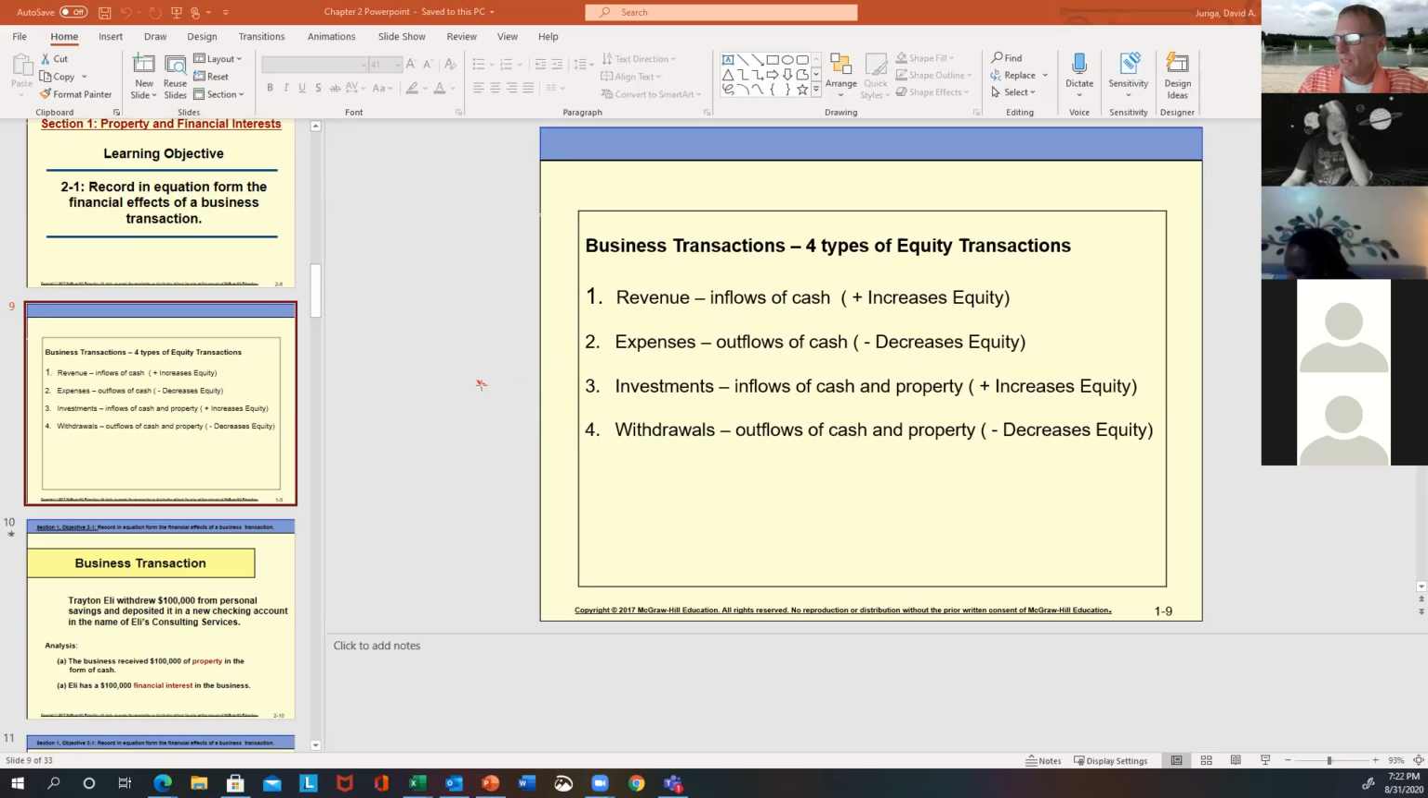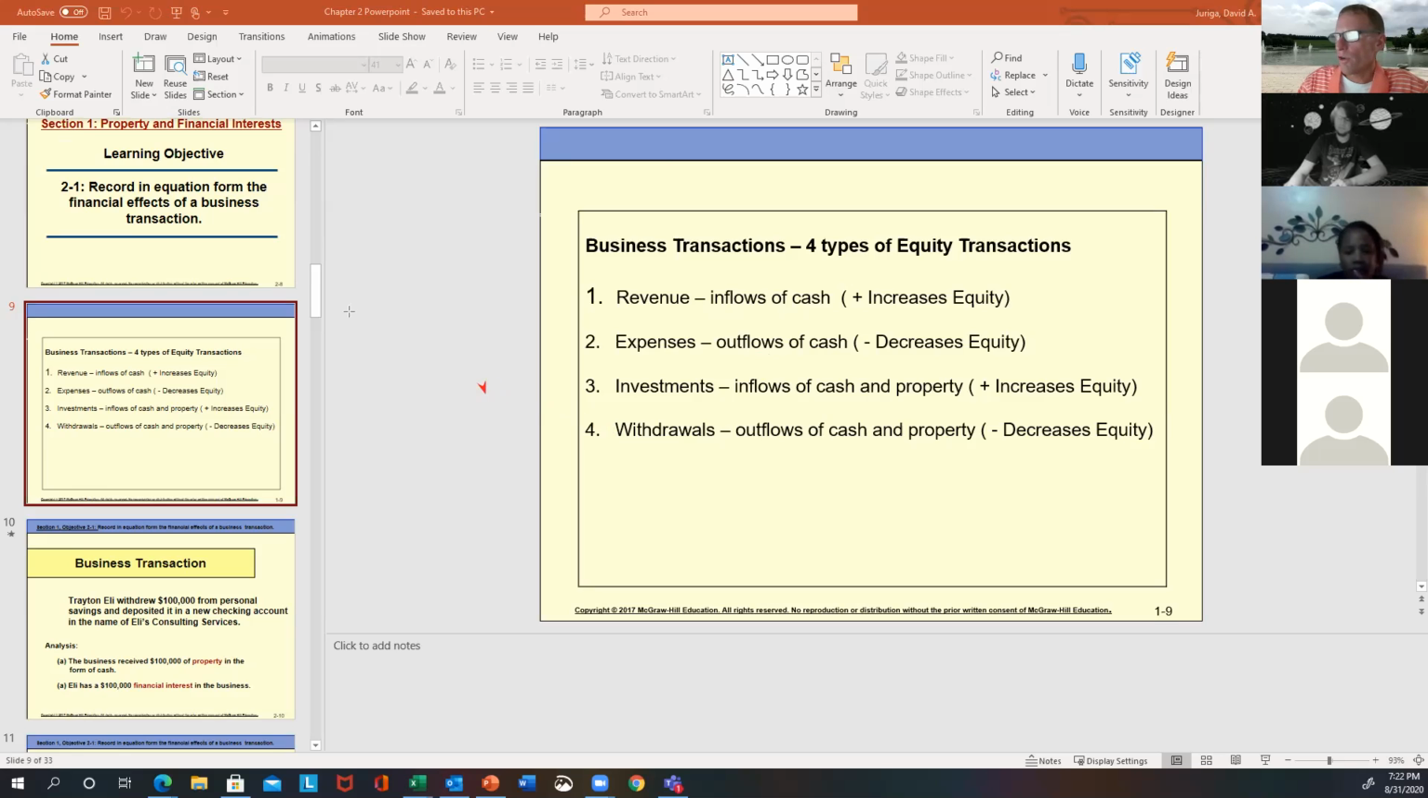The reason is, quite honestly, the intent. Expenses are part of the normal course of the business. A withdrawal would be a personal expense. Remember the separate entity assumption. Anything that's personal, you want to keep it separate from the business, so it has its own different category.